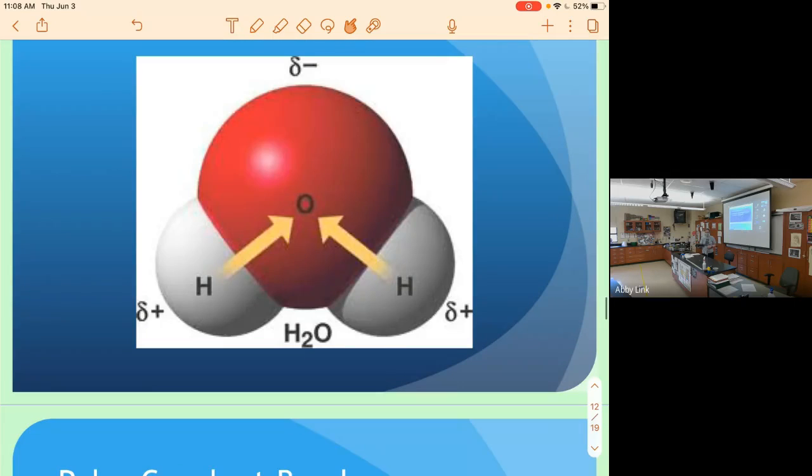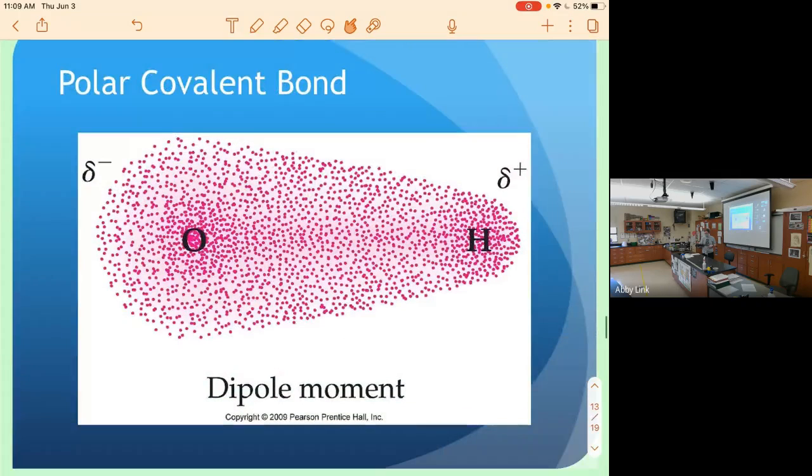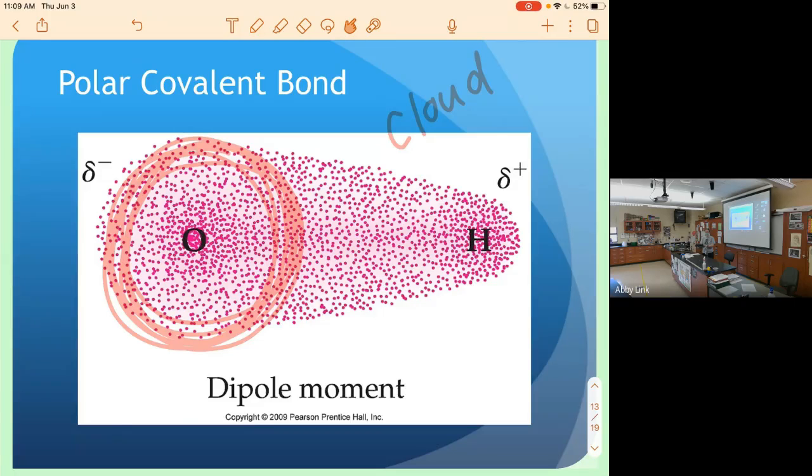Okay, I have another illustration here for you. It's basically what I just drew. And then this is an interesting picture. This is trying to show you an electron cloud. All right, and so basically what I'm trying to show you here is that the electrons just spend more time around that oxygen than they do around the hydrogen.